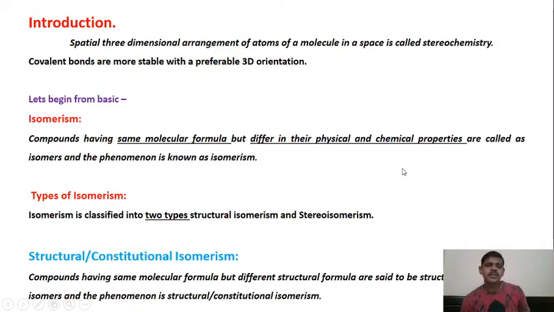What are the types of isomerism? Isomerism is classified into two types. One is structural isomerism and the second is stereoisomerism. We have to see stereoisomerism in this chapter, but before that we have to see what isomerism is, the types of isomerism, and the subdivisions of structural isomerism and stereoisomerism. Out of these, we are going to start with structural isomerism.